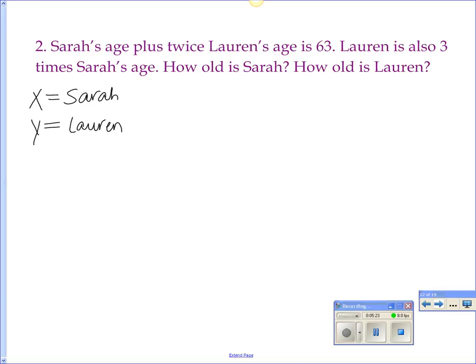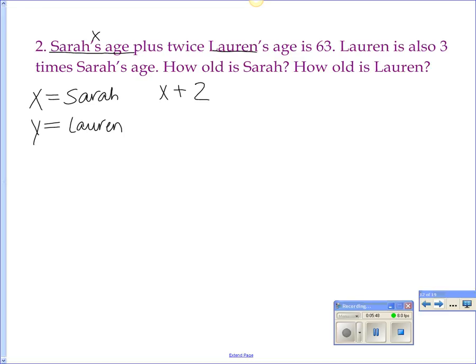All right, so this first sentence, I see Sarah's age. Well, that's a variable. What variable do we say Sarah was going to be? X. So I automatically put an X. For Sarah's age, I put an X. Then I see the word plus, so I put a plus sign. Whenever you see twice, that's when you're putting the 2.